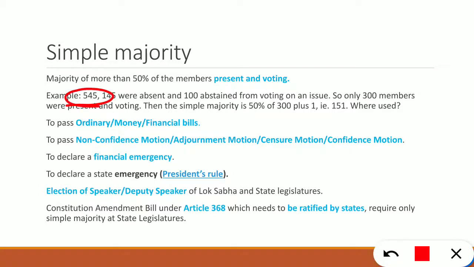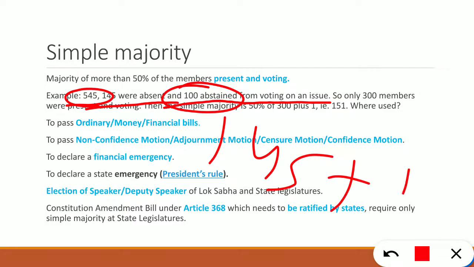Say there are 545 members, 145 are absent and 100 abstained from the voting. They are not voting, they are saying we will not vote in this matter. 145 are absent, 100 are not voting. These 145 plus 100 will be removed from this 545 number.